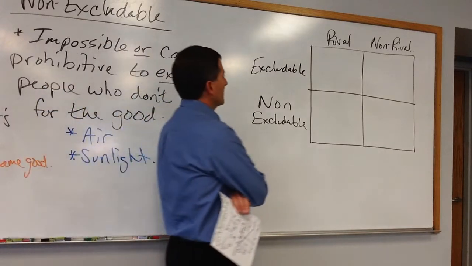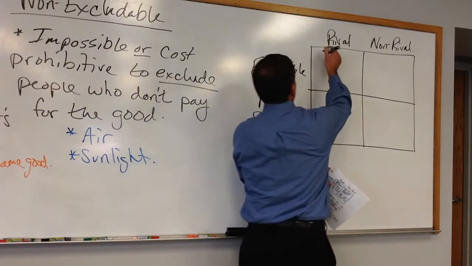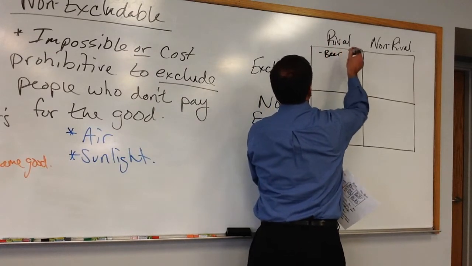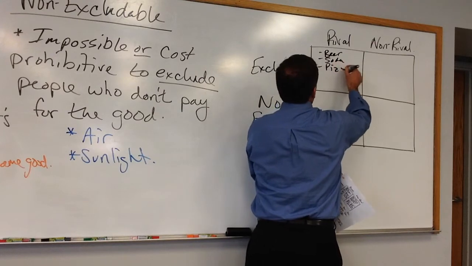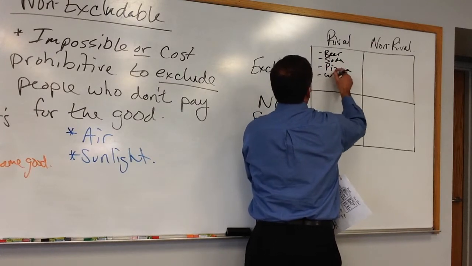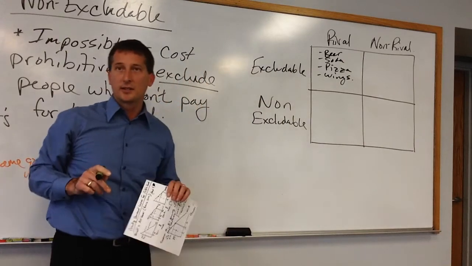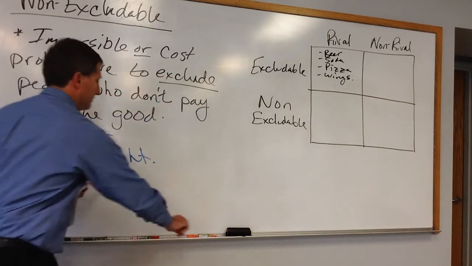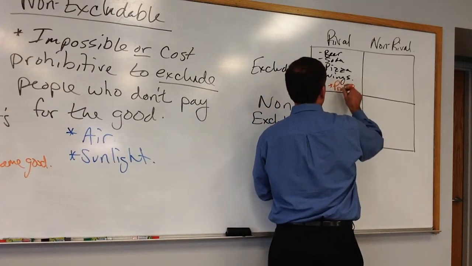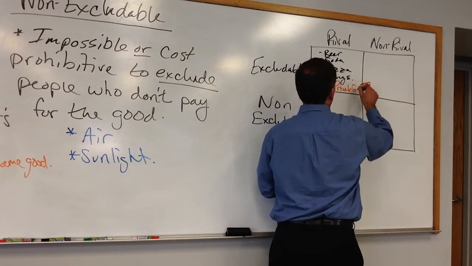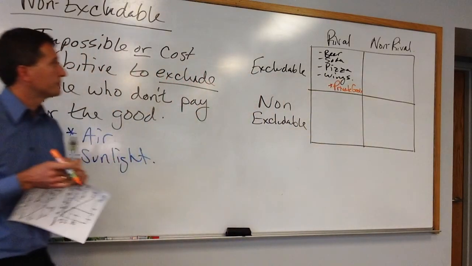So in this upper left quadrant, we have the stuff we've been talking about this semester: beer, soda, pizza, chicken wings, all kinds of what we call private goods. So we call these private goods, goods that are rival and excludable.